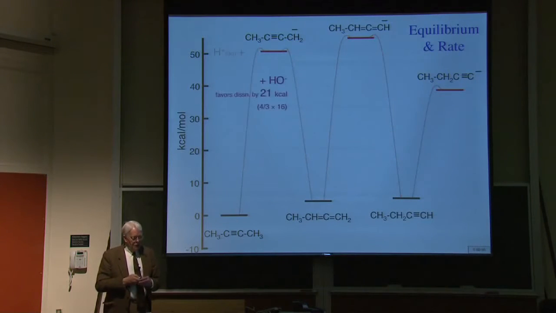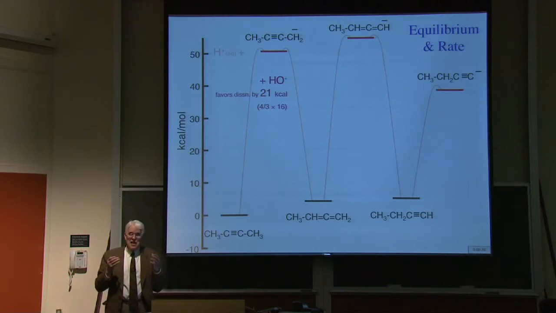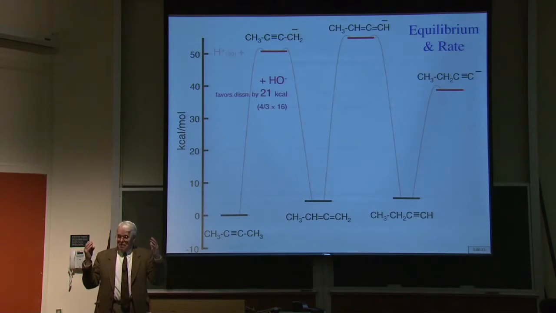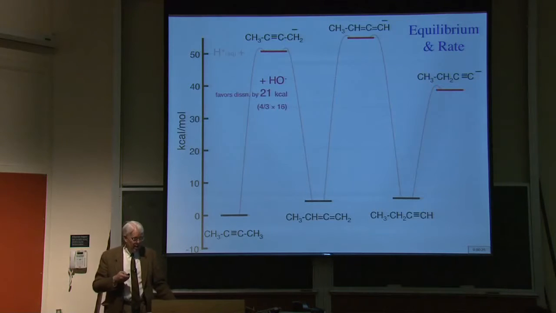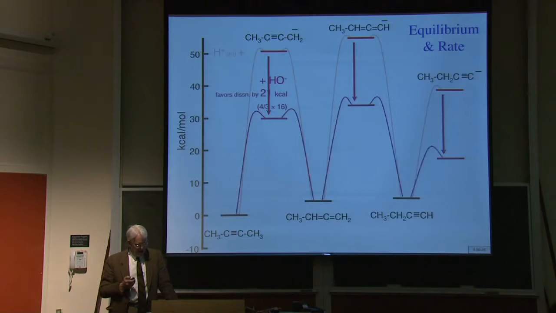But if you put hydroxide in, it reacts with the proton to make water, and that's worth 21 kilocalories per mole. Remember the pKa is 16, 4/3 of 16 is 21, so 21 kilocalories per mole. So that makes it 21 kilocalories easier to make the anion because you're not making proton, you're making water. Okay, so that's going to lower these. Is that going to do the trick to be able to isomerize?